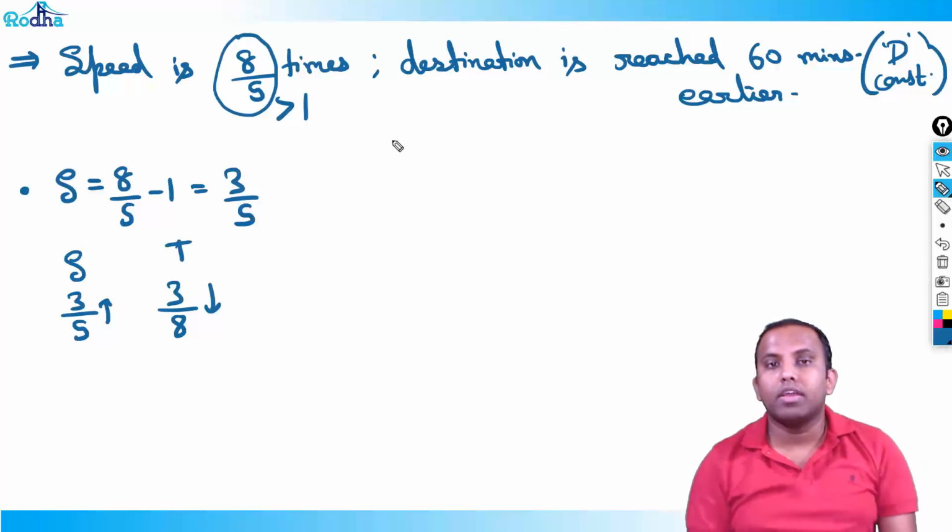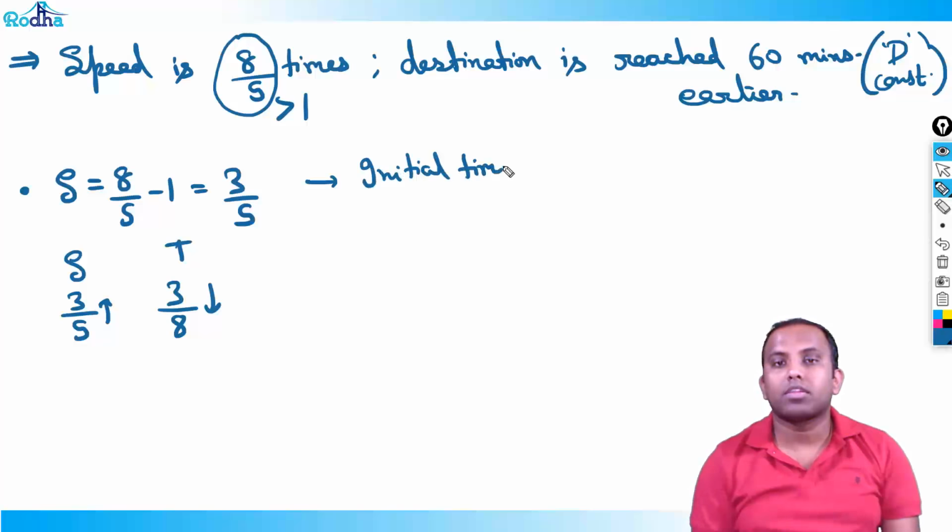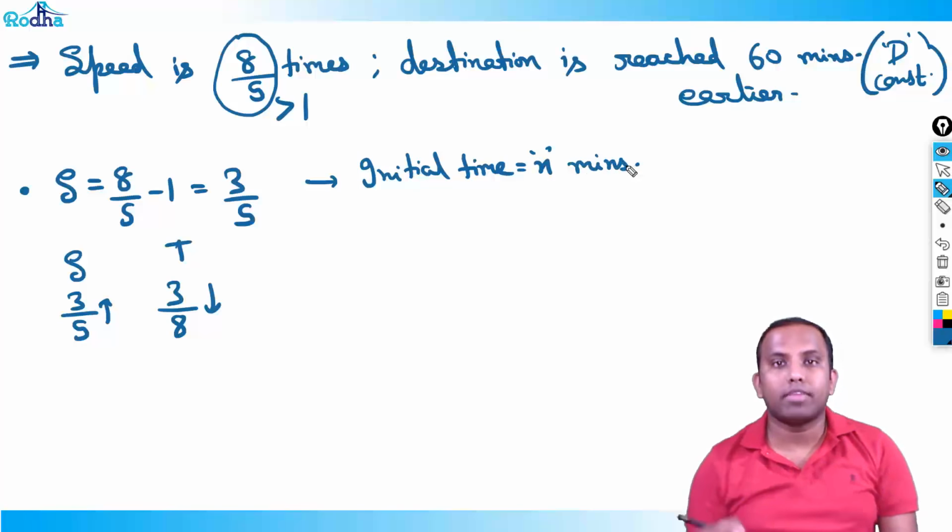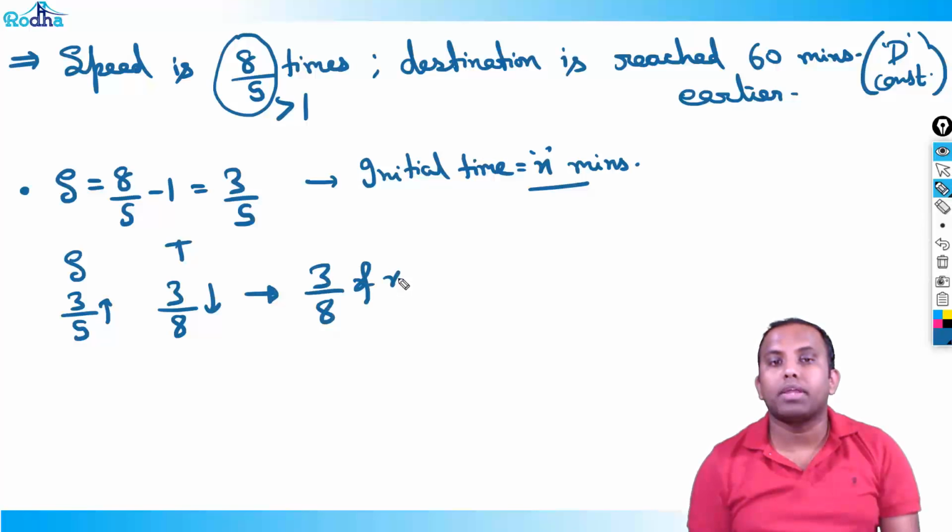So the meaning of it is, if the initial time taken was x minutes, how much time will it take now? Time has decreased by 3 by 8, that means time decreased by 3 by 8 of the original time. The original time was x, so time has decreased by 3 by 8 of x.